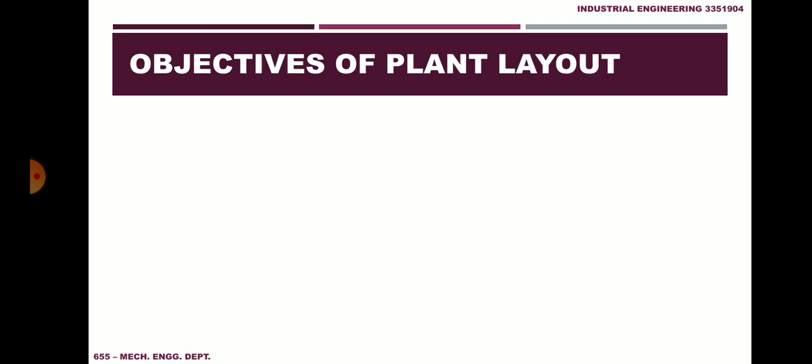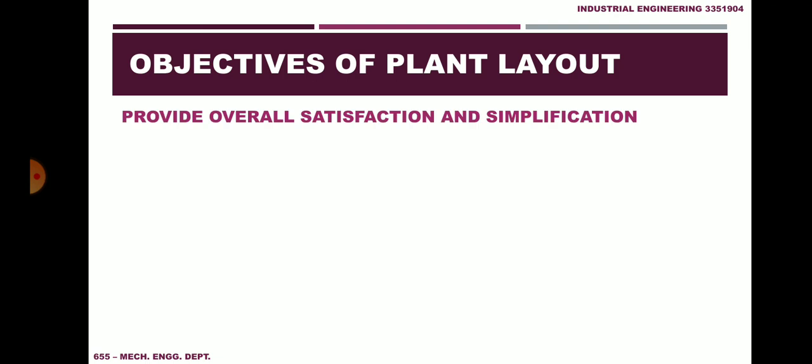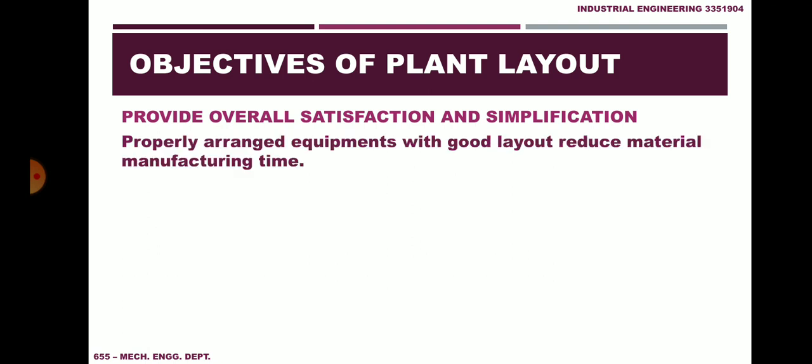The next topic is what are the objectives of plant layout. The first one is to provide overall satisfaction and simplification. How? By properly arranging equipment with good layout to reduce material manufacturing time. If we arrange the machine and equipment in a proper manner, it is easy to find and easy to process. So the process becomes simple and satisfying.